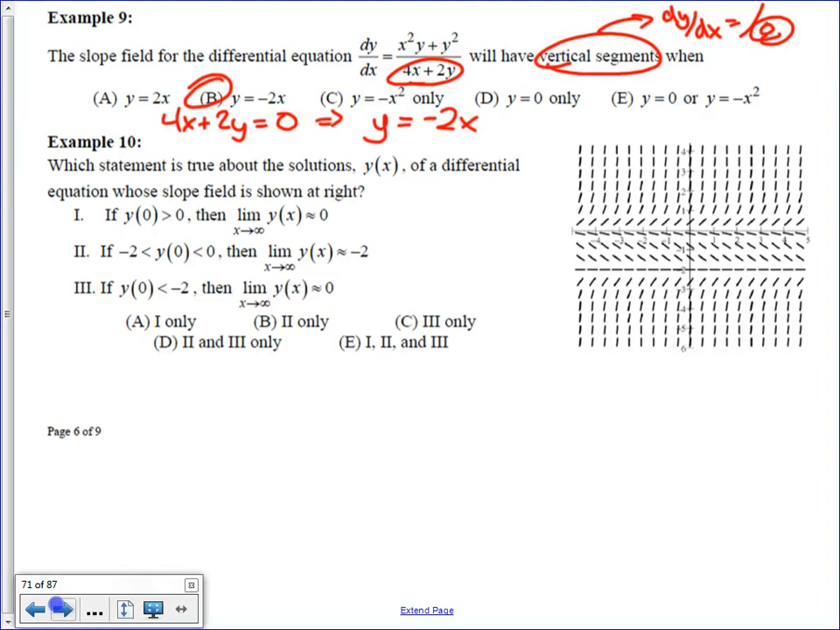Which statement is true about the solutions y of x of a differential equation whose slope field is drawn? Can you even tell where the axes are? We have the -1, -2, 1, 2. Okay, we see the axes. If y of 0 is greater than 0, did they just give me a point? So at the point 0, 0, y is somewhat positive. Then the limit as x goes to infinity of y of x is approximately 0.